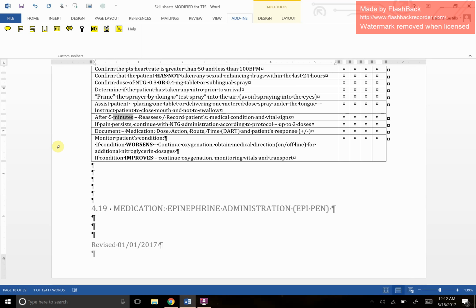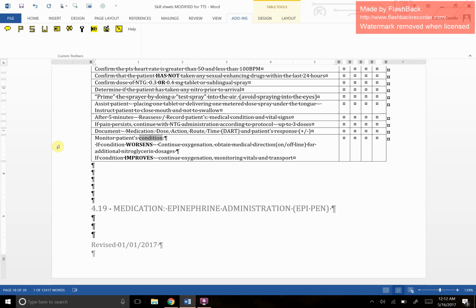After 5 minutes reassess / record patient's medical condition and vital signs. If pain persists, continue with NTG administration according to protocol up to 3 doses. Document medication, dose, action, route, time, DART, and patient's response.